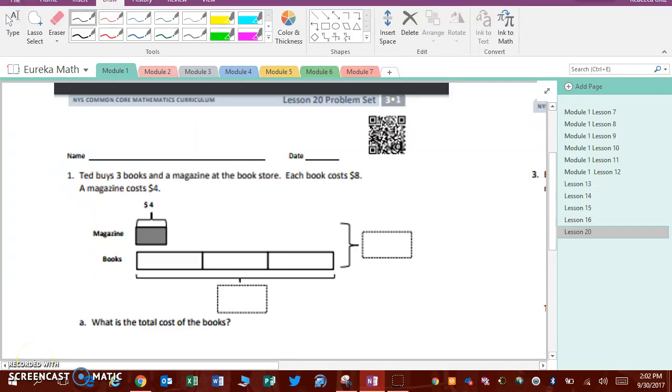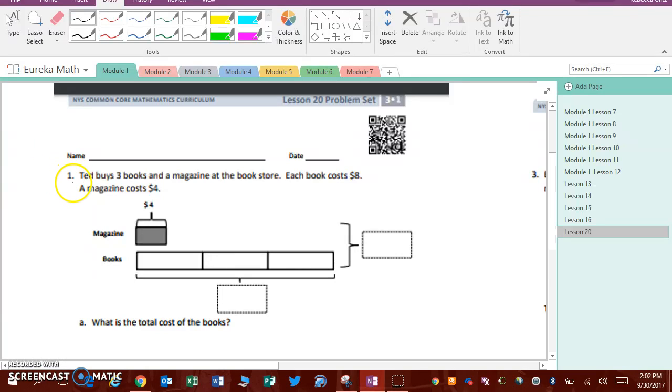Hi friends! Today we're working on lesson 20 and this is where things get really fun. You can see if you look here already our tape diagram looks different. So watch and learn and enjoy the math.